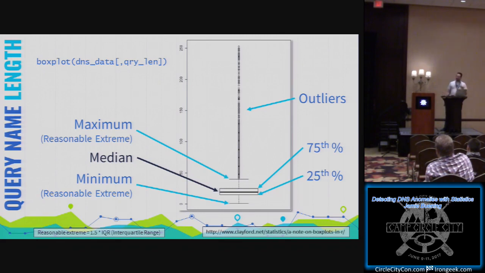And then the darker line in the middle is the median, so the entire half is below, and the entire half is above. And then the whiskers at the top and bottom are your maximum and minimum, what's called reasonable extreme. They're not absolute maximums, minimums. And what that reasonable extreme is, it's a default with the box plot function. It's 1.5 times this interquartile range, which represents that middle section.